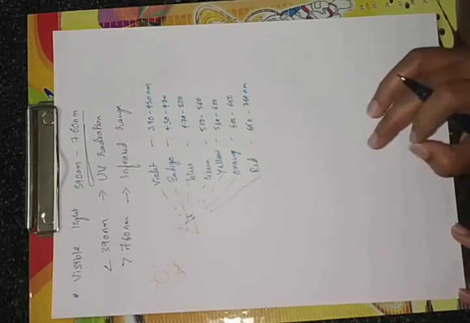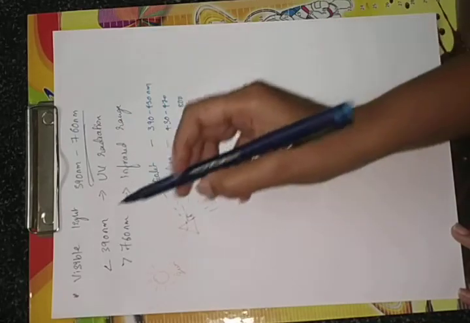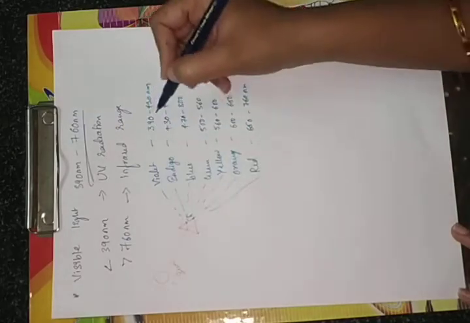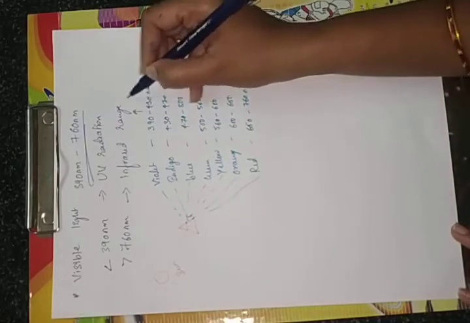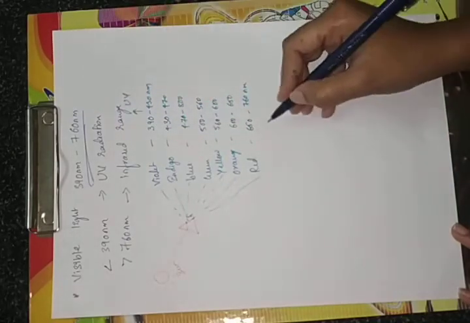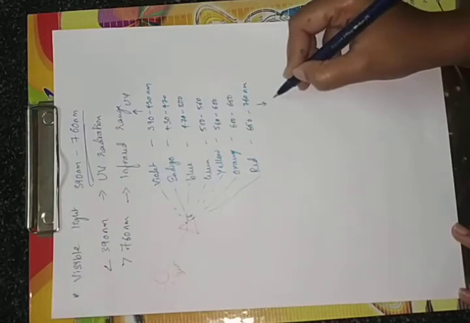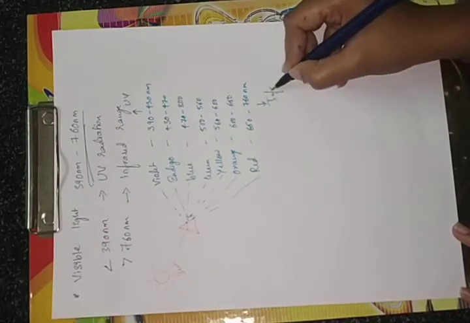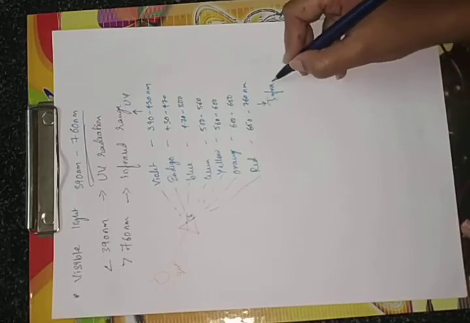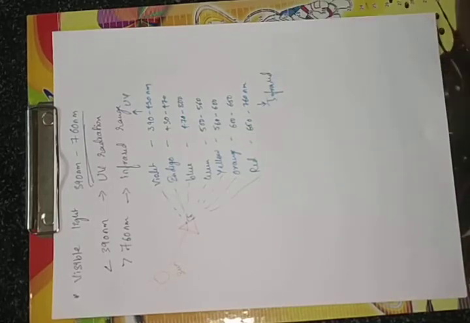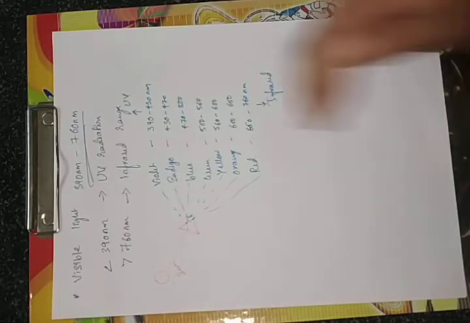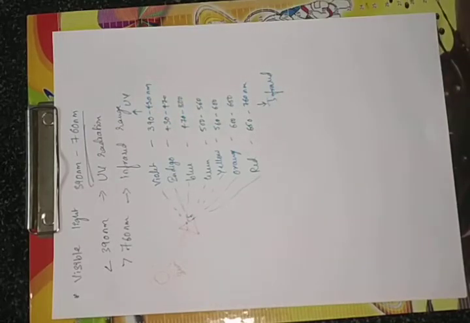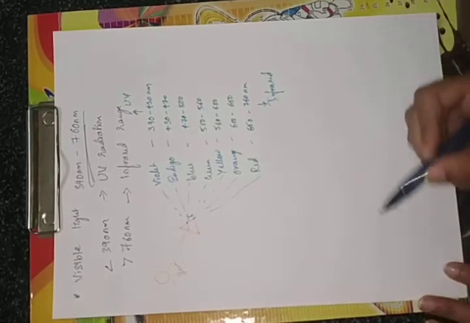Radiation shorter than wavelength of 360 nanometer, we call UV. Radiation above 760, we call infrared radiations. Okay? Infrared radiations. More than 760 is infrared, and then below 390 is called what? UV radiations. Now let me talk about the graphical representation.